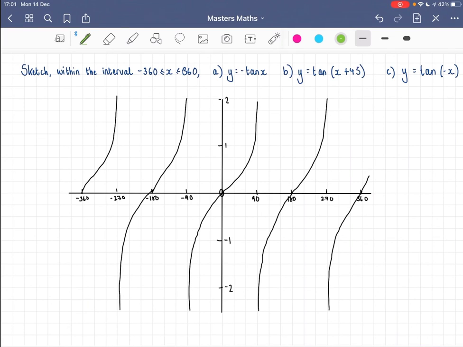If it was negative, it's now going to be positive, which is essentially a reflection in the x-axis. So our graph is going to kind of flip over. So instead of going in this direction, it's going to go in this direction instead. So it is going to look like this. So remember the asymptotes, because it is never going to reach 90 or -90, and it's going to look like this.